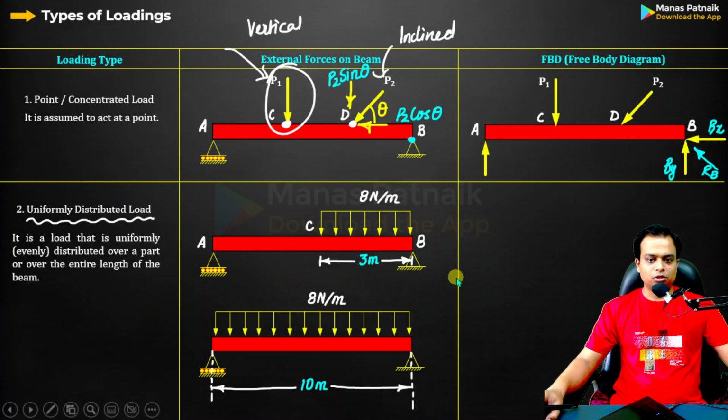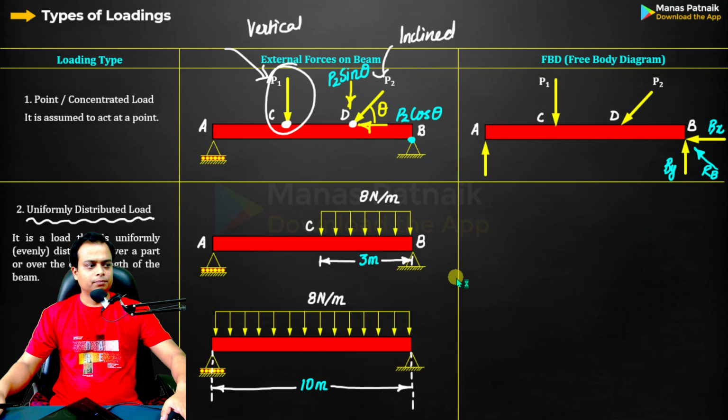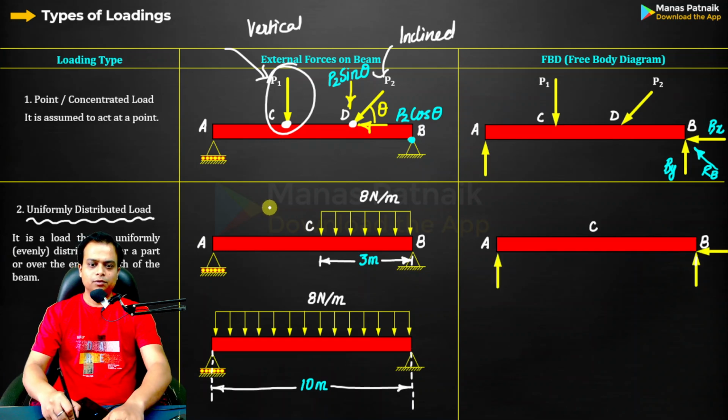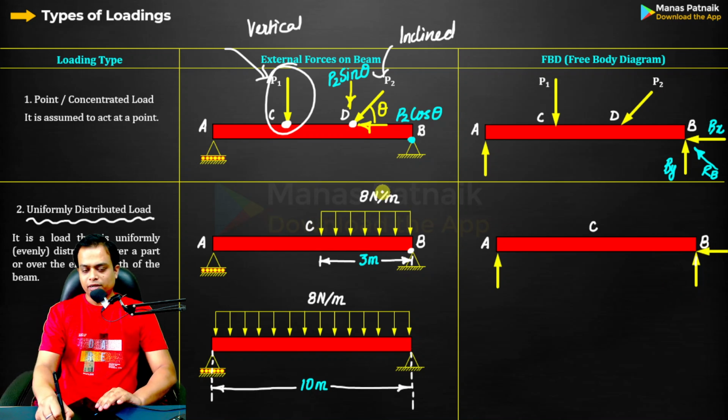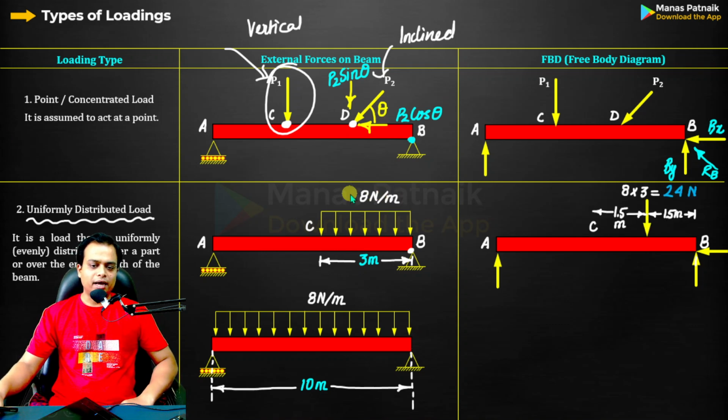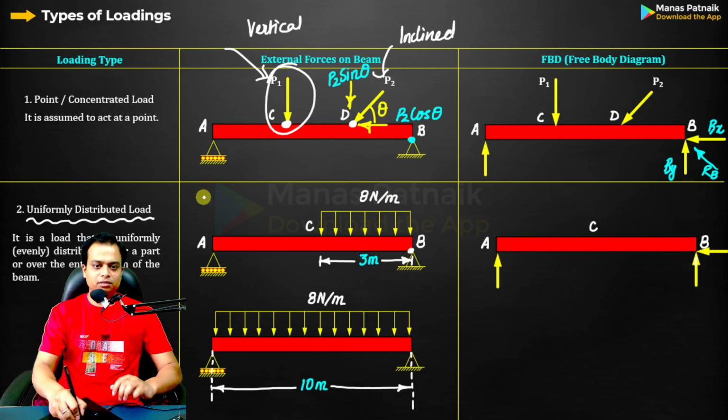Now let me just show this to you. Here we go. So I have replaced this roller support with one reaction, this hinged support with vertical and horizontal. And as far as this loading is concerned, you can clearly see that it's written 8 Newton per meter. Now how do you analyze this? 8 Newton per meter. What is this, sir?